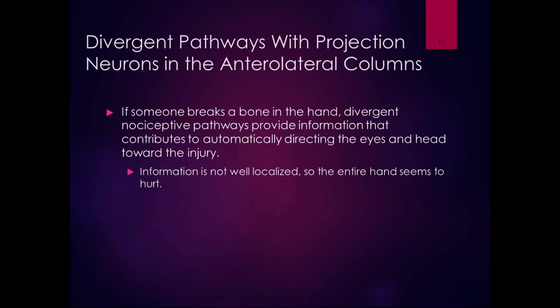If someone breaks a bone in their hand, for example, the divergent nociceptive pathways provide information that contributes to automatically directing the eyes and head toward the injury. The information is not well localized, so the entire hand seems to hurt. So the conscious nociception that's coming in the spinothalamic fast pathways gives you specific localized information. The divergent pathway information is not well localized, and so it gives you sort of more widespread pain. And we'll talk more about that in the next section.